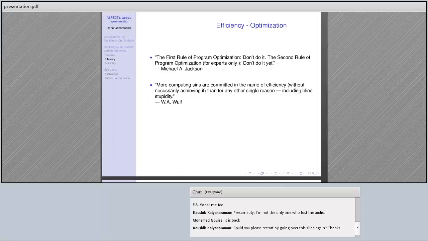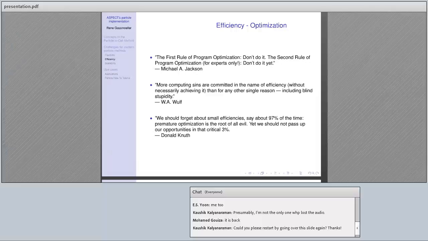Because usually more computing sins are committed in the name of efficiency, without necessarily achieving it, than for any other single reason, including blind stupidity. So we should make sure that now that we have a nicely structured and flexible algorithm, we do not destroy this flexibility by trying to optimize this algorithm for a particular purpose. We need to keep this in mind during the process of optimization. So that's all very nice, but it doesn't tell us what to do to optimize this program.